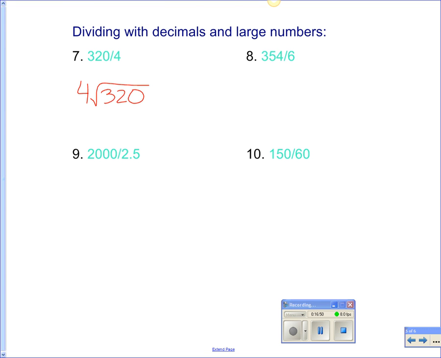Okay? So here's how we start. Does 4 go into 3? Does 4 go into 32? So 4, 8, 12, 16, 20, 24, 28, 32. How many times? 8. Okay, then we multiply. What's 4 times 8? And then we subtract. 32 take away 32 is 0. And you drop down this 0. How many times does 4 go into 0? So you put a 0 here. So your answer is 80.